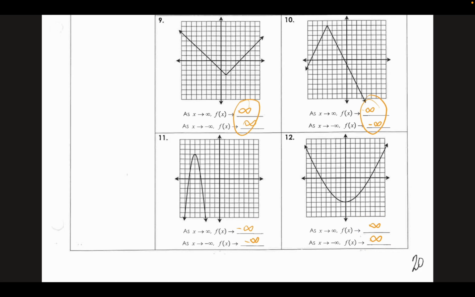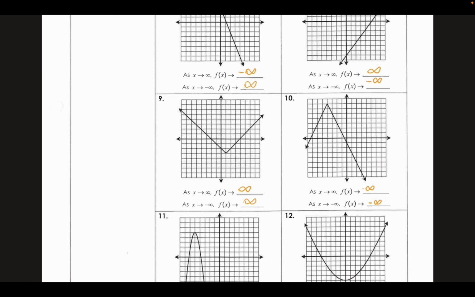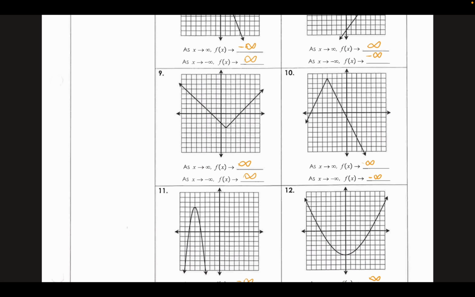Whereas with our linear functions, one is going to negative infinity and one is going to positive infinity, but which one is which depends on the specific graph. And that'll be a consistent thing that we notice, that linear functions will always have the ends going in different directions, positive and negative infinity, whereas absolute value and quadratics will always have the ends go to the same place, either both going to positive infinity or both going to negative infinity.